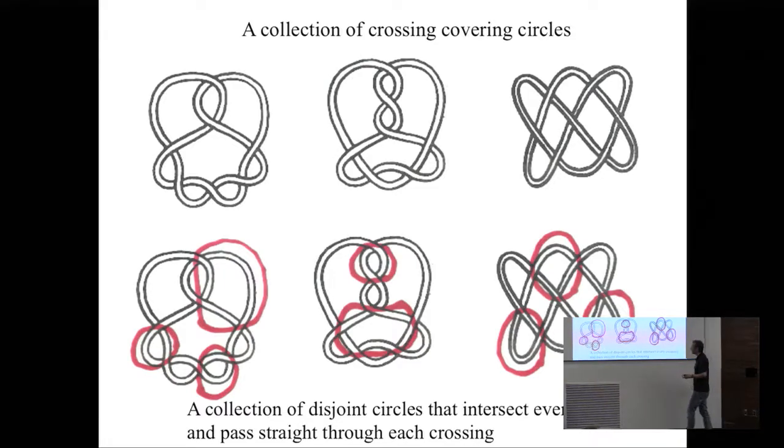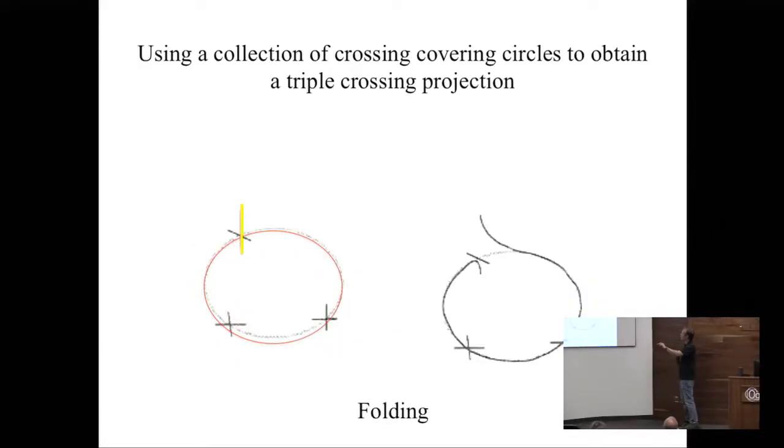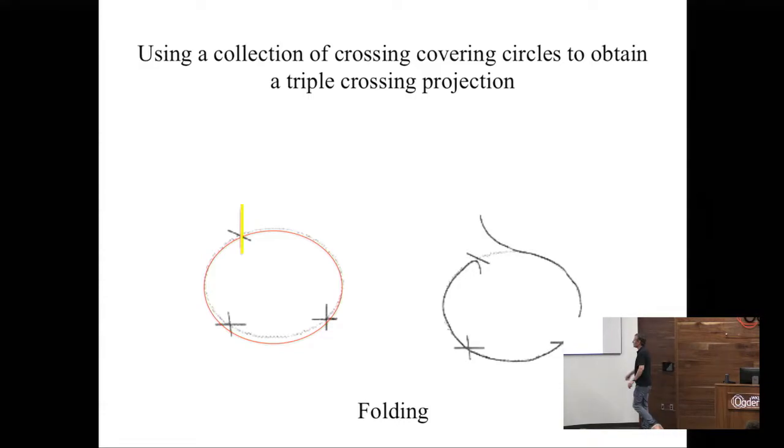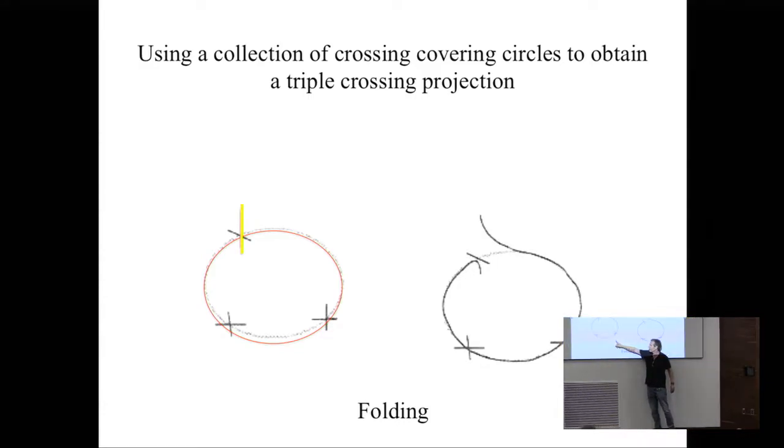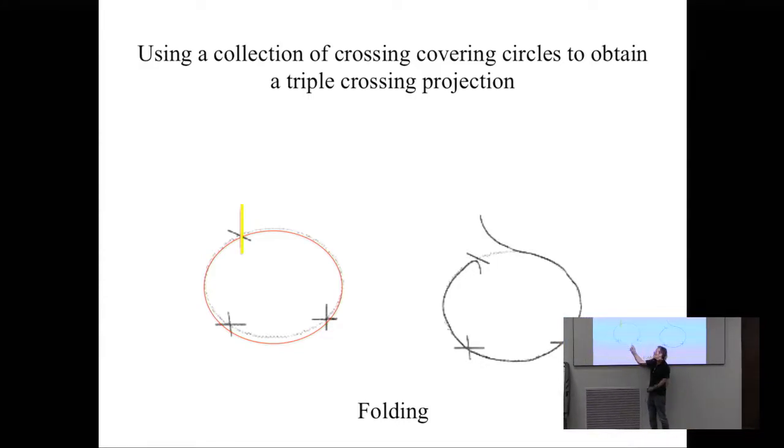And I'm going to do it by what I call a folding. And the way it works is the following. I take one of my crossing covering circles, so I have this one right here, all right? I'm going to take one of the crossings. I'm going to take the over strand on that crossing, and I'm just going to pull it around the whole circle and then take it out again. So I get a picture that looks like this.